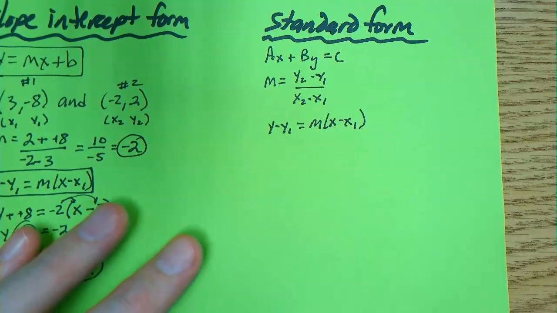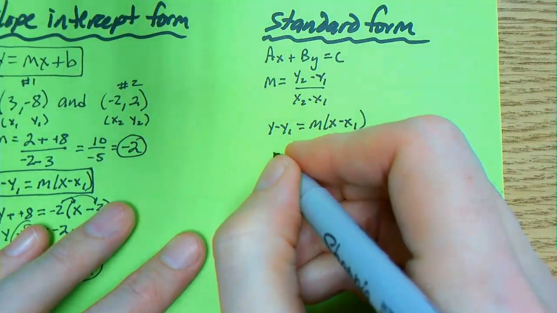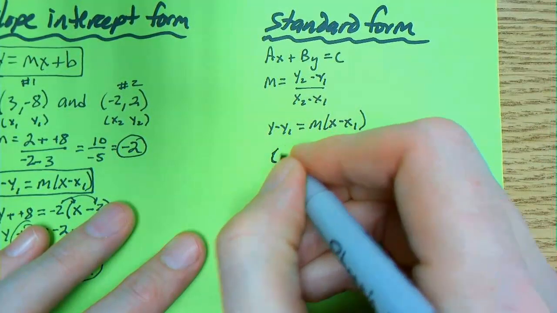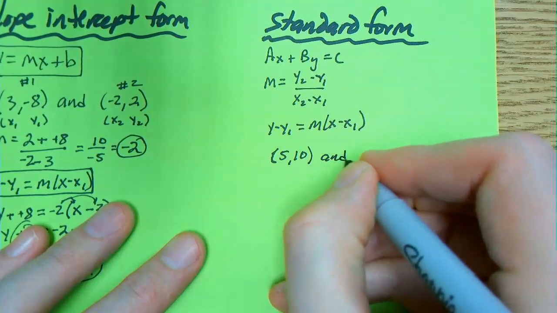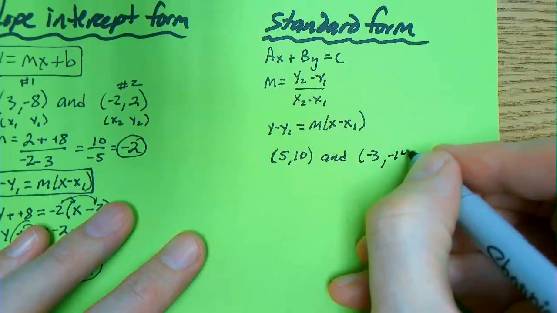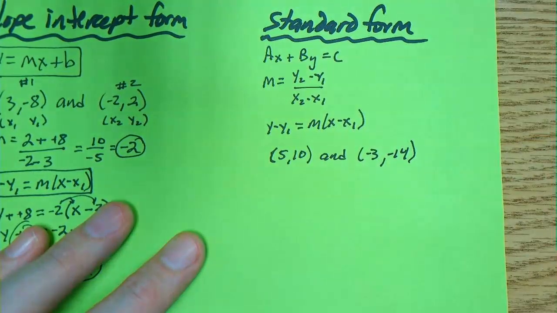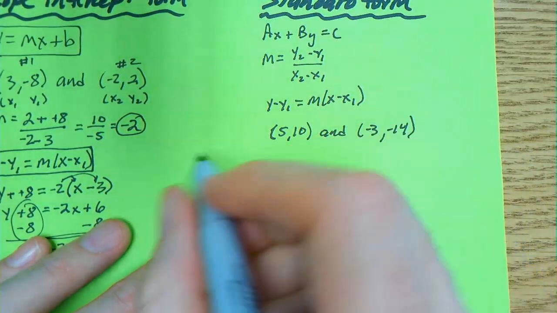Let's do another example. Let's say they're through these 2 points. We have 5, 10, and -3, -14. So we need to find the slope again, just like we did before.